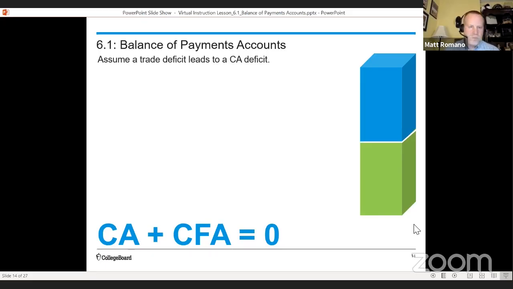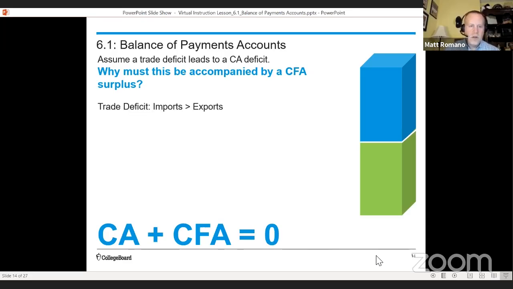Now let's assume that in whatever hypothetical country we are in, there's a trade deficit, and that trade deficit leads to a current account deficit, which means the balance is negative. I'm going to show that visually in just a moment, but I want to walk through what causes the changes that we're going to see. Why must that current account deficit be accompanied by a capital financial account surplus? Well, because we said so, obviously, and the short answer is because of this equation. But let's get into what actually is going on.